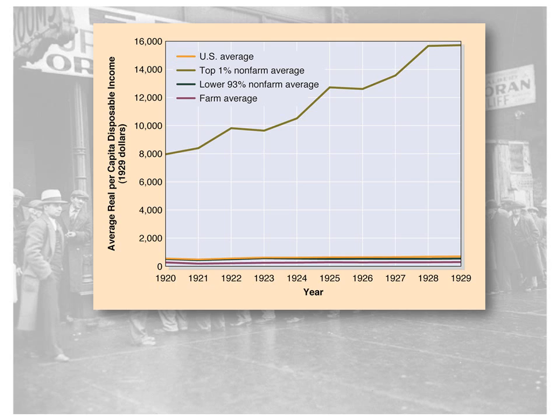That's not just the end of the graph. Those are lines. The U.S. average is flat. The lower 93% of folks who are not working on a farm are flat. Farm average is flat. So the top 1%, they're seeing their share of disposable income just skyrocket. Everybody else is not.